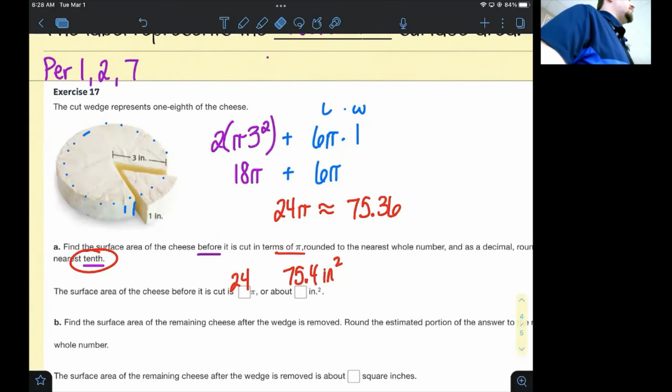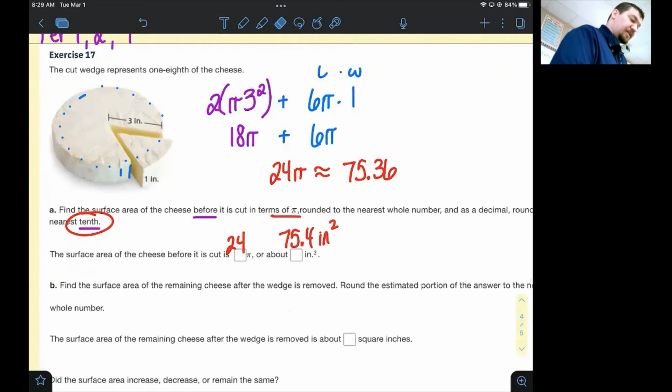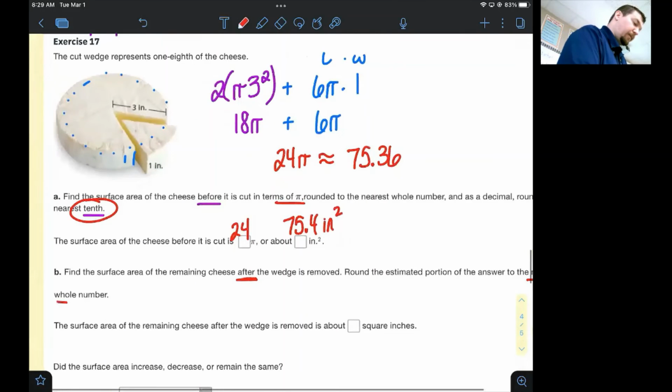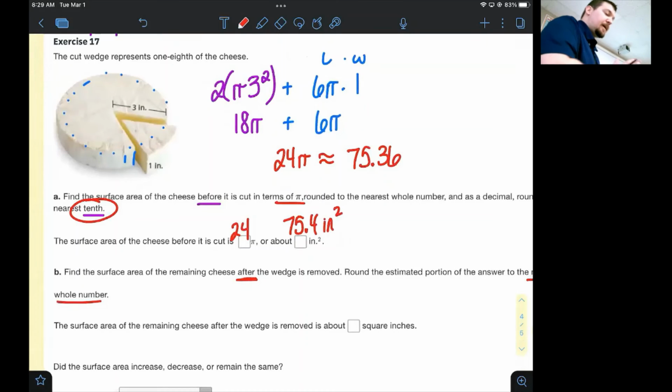What do you think is going to happen to the surface area after I cut that piece out? It's going to change. How's it going to change? Aiden? Yeah, you would think it would decrease. All right, we're cutting a piece out. That's what we're going to see happen here. Question is, how much is it going to decrease? Well, part B says, again, find the surface area of the remaining cheese after the wedge is removed. Round the estimated portion answer to the nearest whole number. Nearest whole number. Okay.